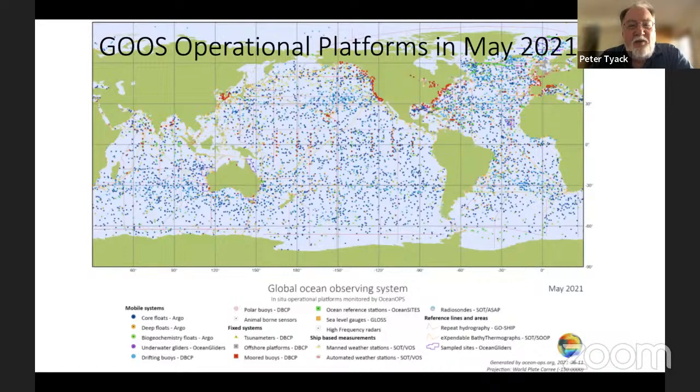Just to give you an idea about the coverage, here's an example of all of the platforms that Goose had deployed for making ocean observations in May 2021. And you can see it's a remarkable coverage of the world's oceans. So in general, for measuring some of the parameters, we have platforms all over the world. And this comes through collaborations between individual research organizations, nations, and regional organizations as well, leading to remarkable coverage.